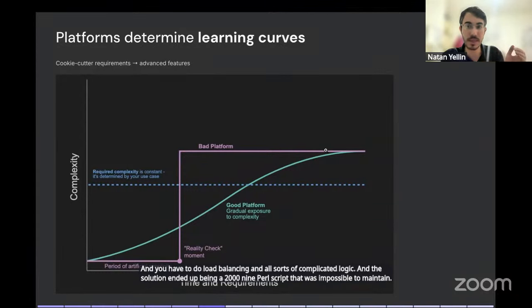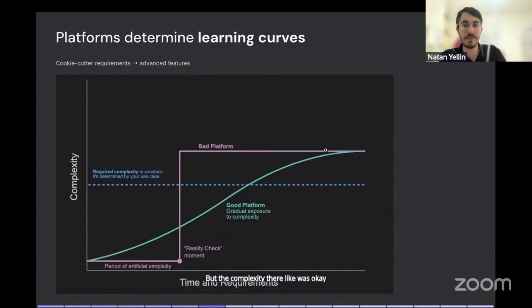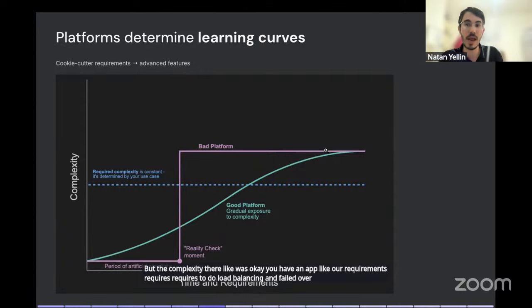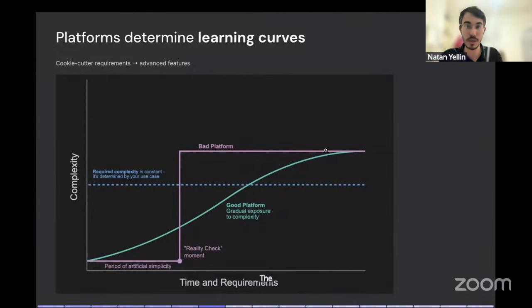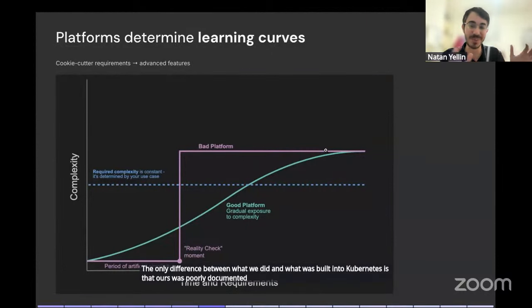But the complexity there was, okay, you have an app, and our requirements require us to do load balancing and failover and all these other things. And we would have been better off taking a platform like Kubernetes that supported that level of complexity, right? And supported those requirements rather than trying to build something in-house or doing something else that didn't support that at the beginning. But eventually we had to support that level of complexity. So we added on all those things to the platform. The only difference between what we did and what was built into Kubernetes is that ours was poorly documented, right? But we'll explain that more as we go into the second half of this talk.